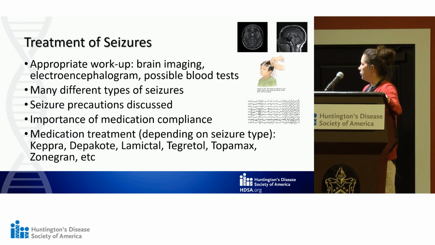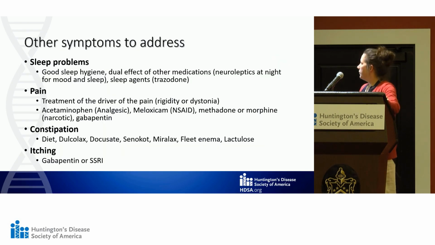We've got to make sure that we choose the right medication depending on the seizure type. So different seizure types are treated differently. So just a list of some of these here: Keppra, Depakote, Lamictal. Some of these are really good mood stabilizers too, so they might be used for mood and seizures. So again, different properties.